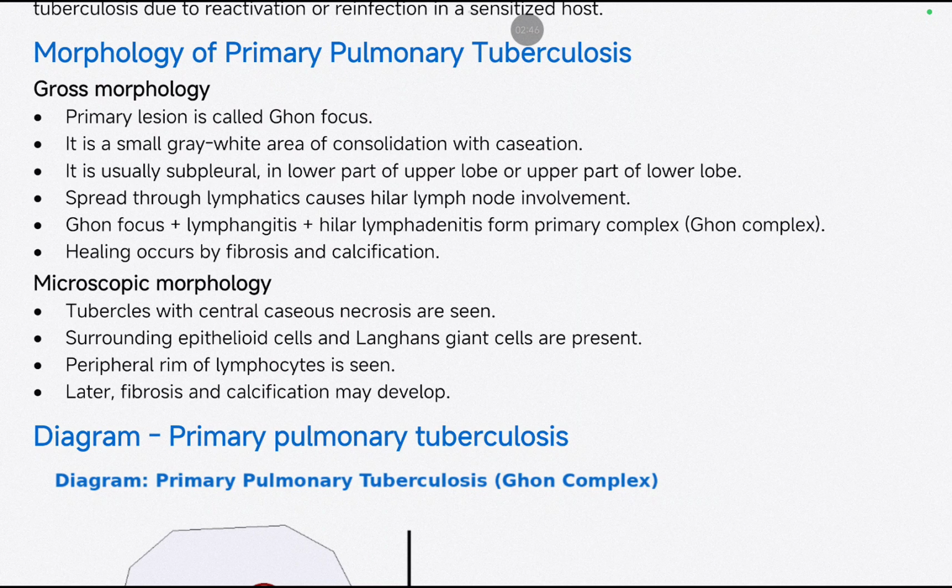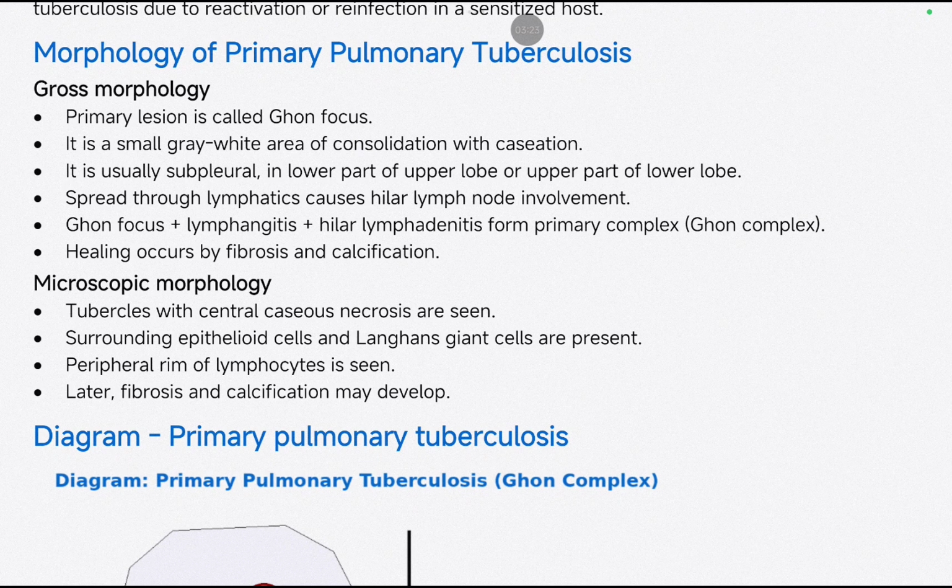How does it spread? Primary pulmonary tuberculosis spreads through lymphatics and causes hilar lymph node involvement. Hilar lymph node involvement is the hallmark which is only seen in primary pulmonary tuberculosis. Okay, so where there is a lesion, that point will be called Ghon focus. You can remember we focus on small things. So now if we take Ghon focus and lymphadenitis along with hilar lymph node involvement, all three form a primary complex, which is also called Ghon complex.